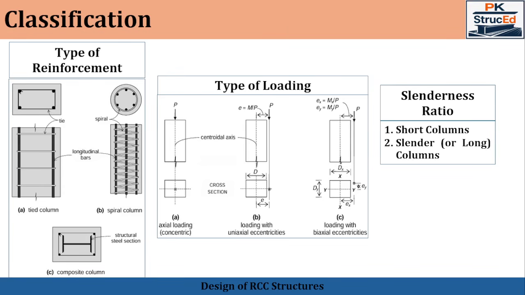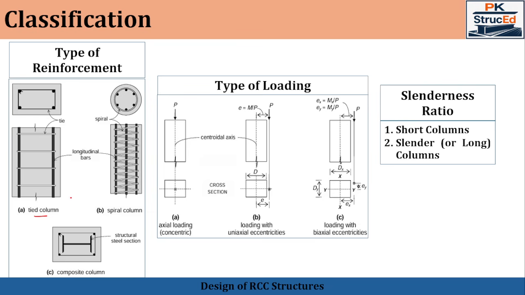Here the columns are classified based on several criteria. Common classifications include short columns and long columns, axially loaded columns and eccentrically loaded columns, tied columns and spiral columns. A short column is defined as one whose slenderness ratio is less than 12. If the slenderness ratio is greater than 12, it is termed a slender or long column.